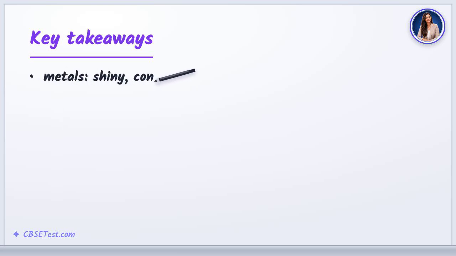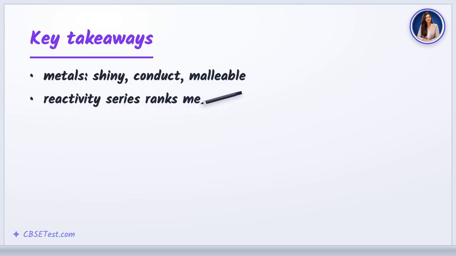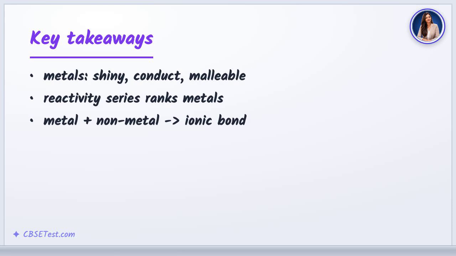To recap, metals are shiny conductors, nonmetals are not. The reactivity series ranks metals, and metals and nonmetals form ionic bonds by transferring electrons.